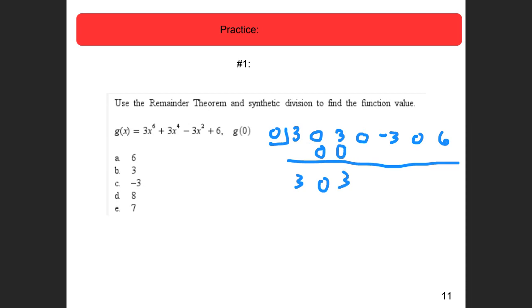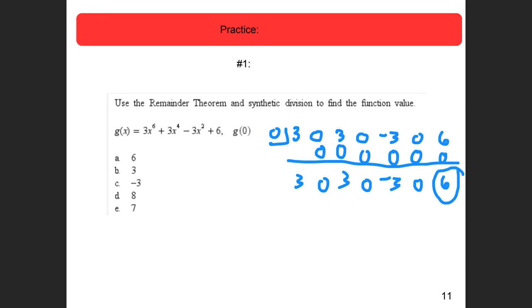That's 3. That's 0. That's 0. 0 times 0 is 0. That's -3. It's a lot of zeros. That's 0. That becomes 0 here. That's 0. Add straight down, I get 6. So I do get the same answer regardless if I use synthetic division or just plug it in.